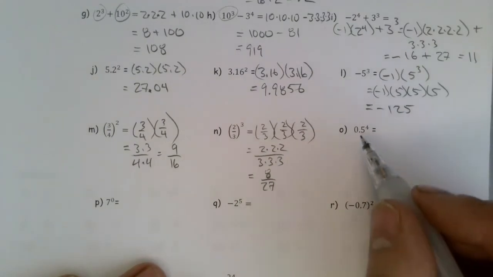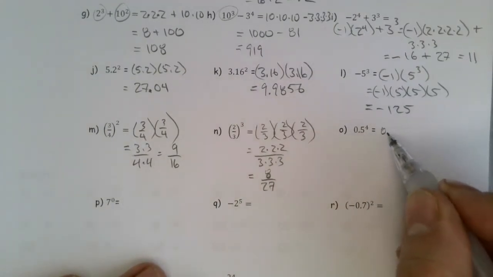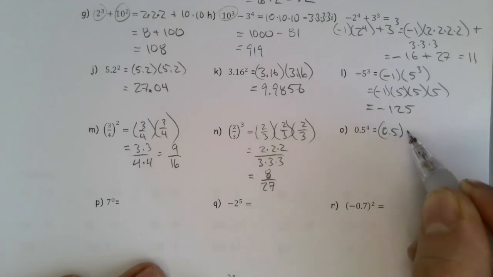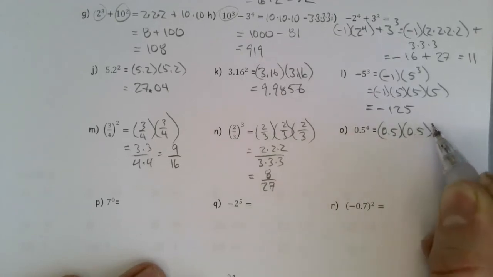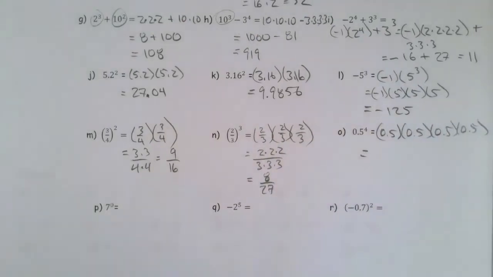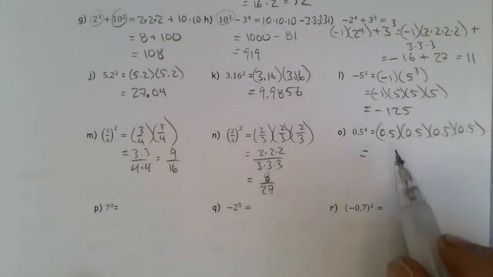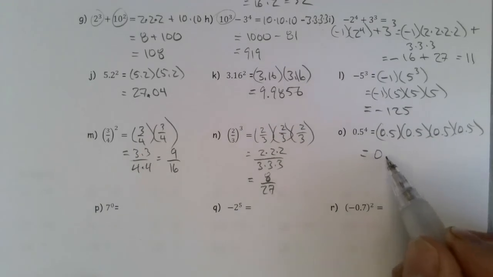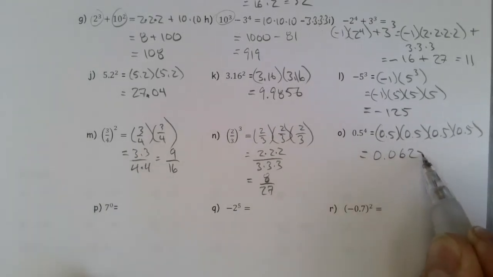Over here, 0.5 to the 4, well, that means 0.5, actually, I'm going to put parentheses here. I don't want to get the decimal confused. So 0.5, 0.5, 0.5, 0.5. And I go to my calculator. And in this case, the number is going to actually get pretty small, because it's like a half of a half of a half of a half. I'm going to get 0.0625 as my final result.